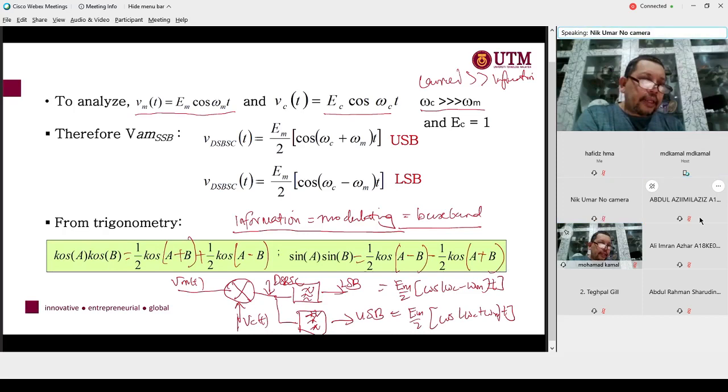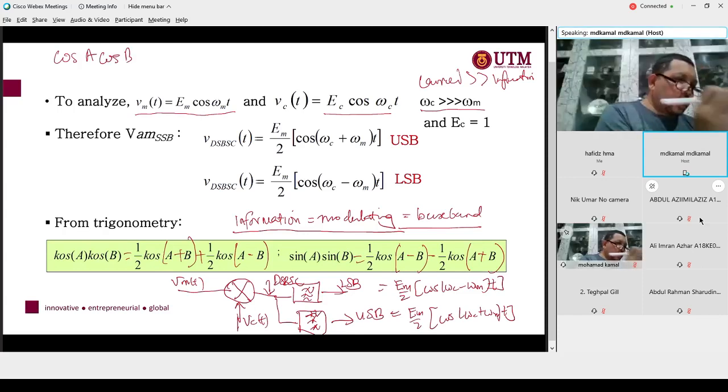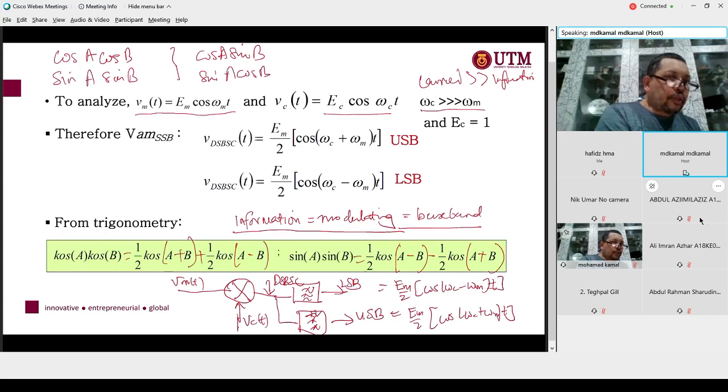Okay? Right, so you have to make sure that you know the trigonometry. So we have what? For a minute, we have cos A cos B. Okay? We have sin A sin B. We also sometimes have what? Cos A sin B, or sin A cos B.